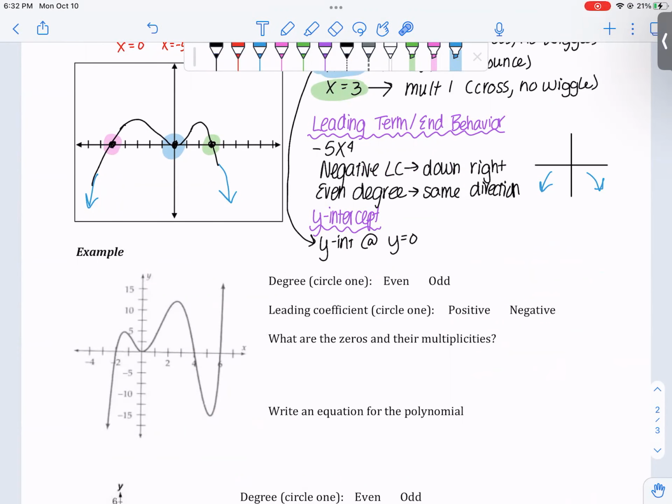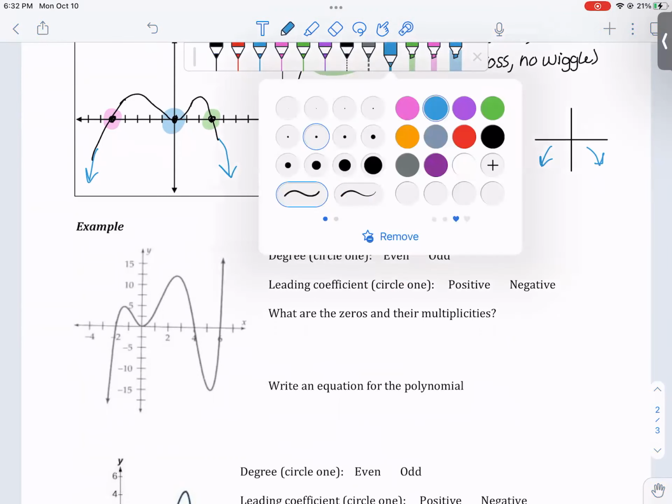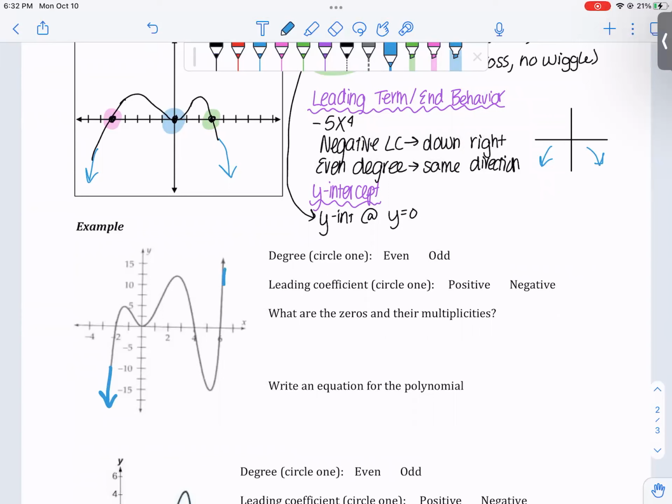So let's look at these graphs and answer some questions. These are pre-made graphs. We'll determine if the degree is even or odd, if the leading coefficient is positive or negative, what the zeros and their multiplicities are, and write an equation for the polynomial. So, degree even or odd? Well, the end behavior goes in opposite directions, right? That means it is an odd degree polynomial. The right side goes up, which means that the leading coefficient is positive.